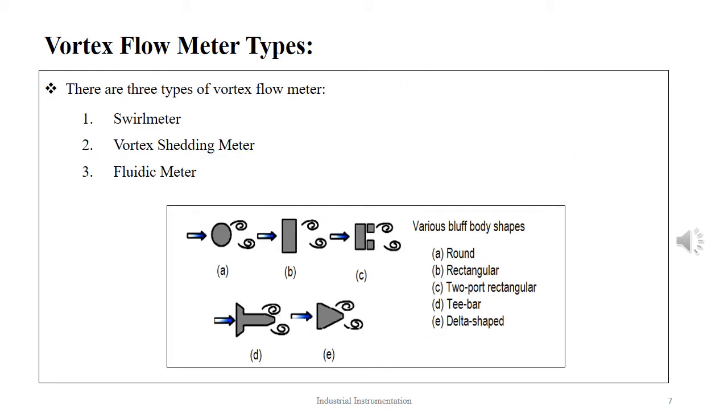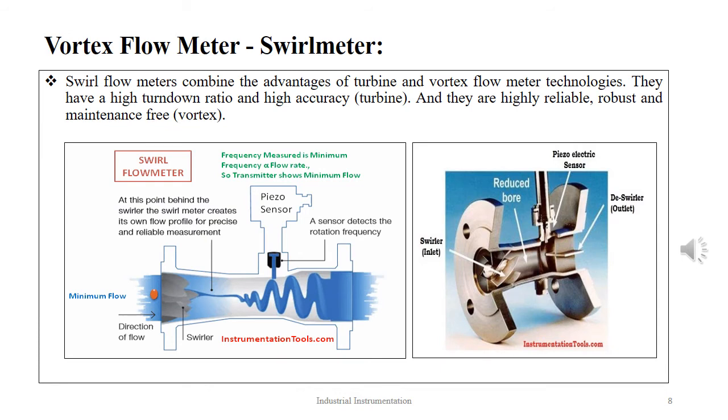The vortex flow meter comes in three different types: swirl meter, vortex shedding flow meter and fluidic flow meter. There are mainly 5 different types of bluff body, which are round, rectangular, two-port rectangular, T-bar and delta shaped. The first type of vortex flow meter is the swirl meter. The swirl meter combines the advantages of turbine and vortex flow meter technologies. They have a very high turndown ratio and very high accuracy. They are reliable, robust and maintenance free.